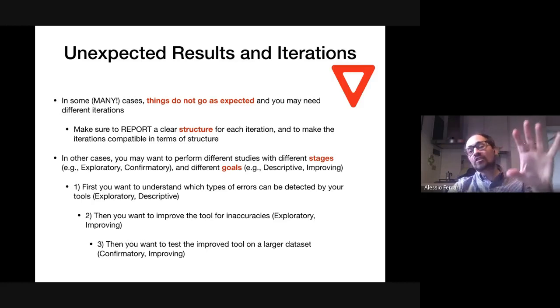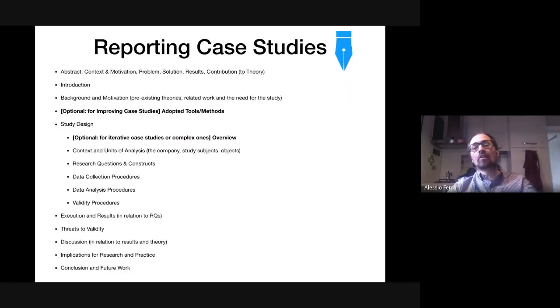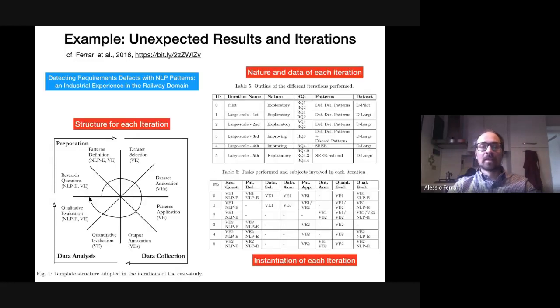Of course, the structure needs to be placed in the overview, the structure of each iteration and the overall structure of the case study. This is an example of report of a structure. You can check the paper there. And here the study was concerned with defect detection with NLP patterns, so natural language processing patterns, so rules basically, to understand which requirements were defective. And the example that I provided is a very simplified version of this one. But you see at first glance the complexity of the study.